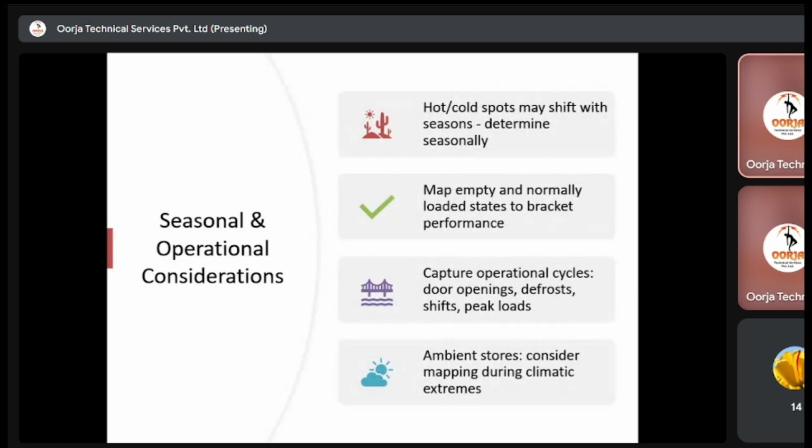Now, as I said, the cold spot and hot spot shift during the seasons. So in every season, hot spot and cold spot may vary. So it is very obvious.